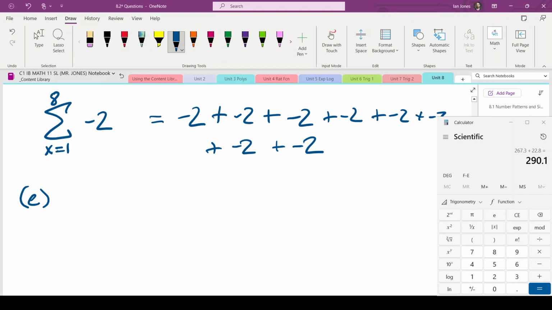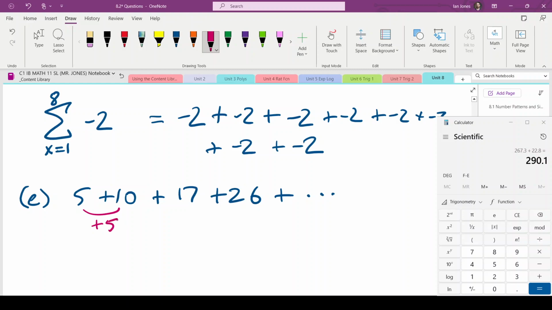E. 5 plus 10 plus 17 plus 26 plus ... Now this one's interesting. Well, they're all interesting, but this one may cause a little bit more grief. And I'm going to give you a little bit of a tip for questions like this. You might start by saying, is this an arithmetic sequence? Well, let's see. We're adding 5. We're adding 7. We're adding 9.